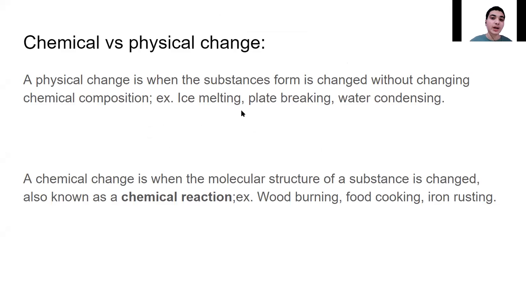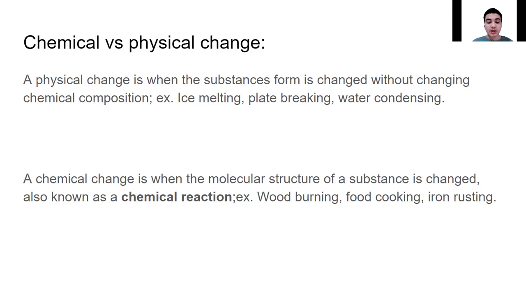Firstly, to recap, let's discuss the difference between physical and chemical changes. A physical change is when a substance is changed without changing the molecular form of the substance, such as changing the state or just changing the shape of it. For example, ice melting, water condensing, or water freezing, or any other physical change, such as a plate breaking.